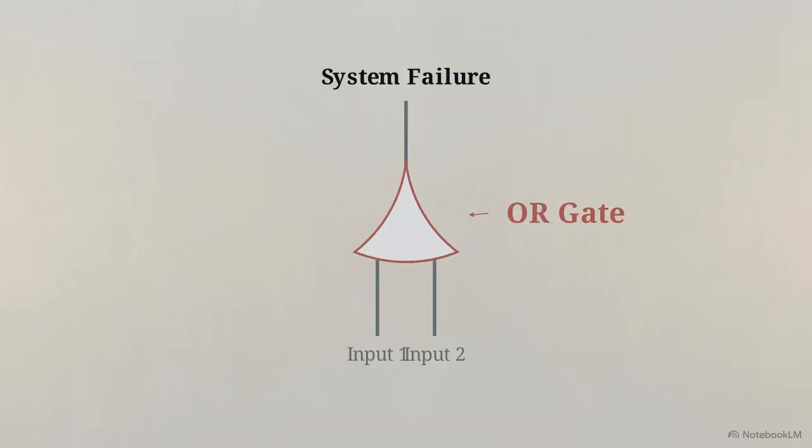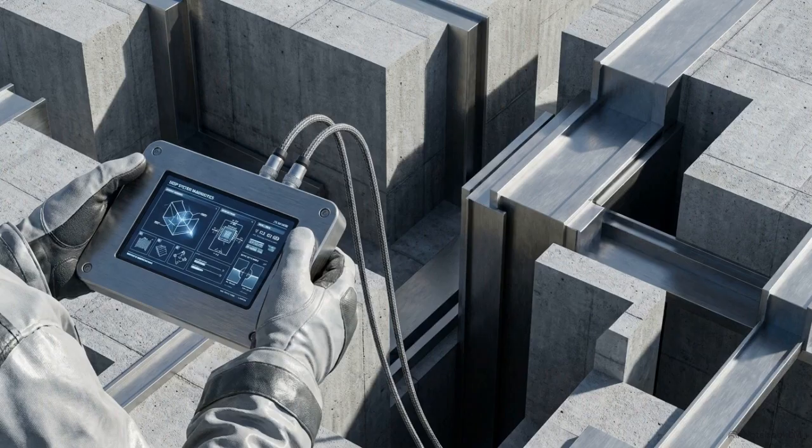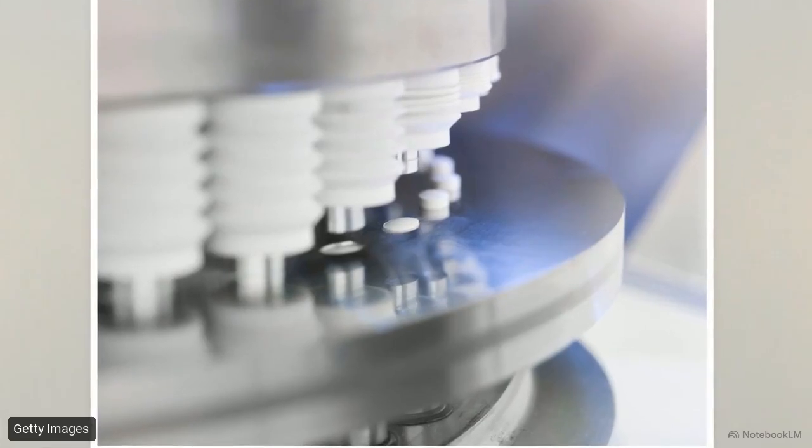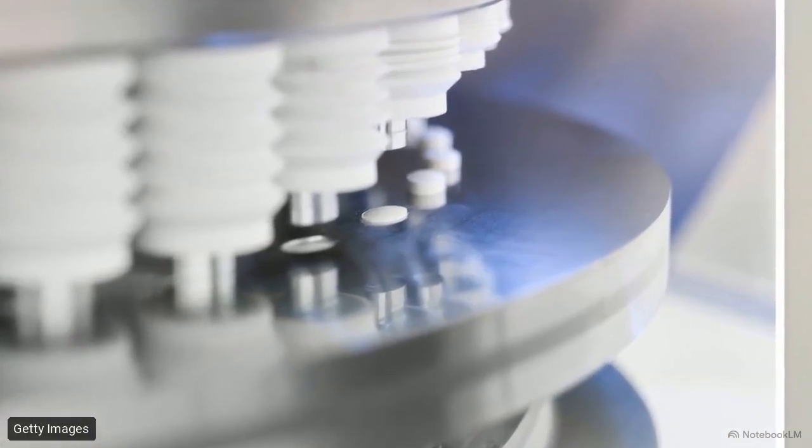But if the wiring switches to an OR gate, the rules change entirely. Now, the higher-level failure triggers if any single input event below it occurs independently. Differentiating between an AND condition and an OR condition is essential. It is the mechanism that separates discovering deep systemic flaws from writing off a mistake as an isolated human error. Let's apply this directly to a modern pharmaceutical manufacturing environment to see how the logic holds up.